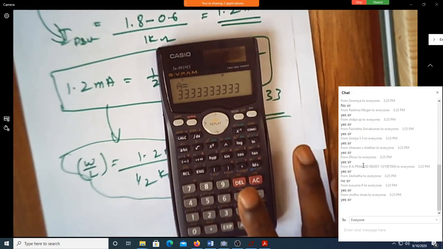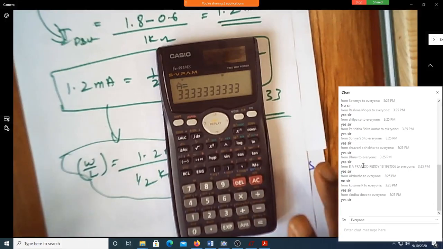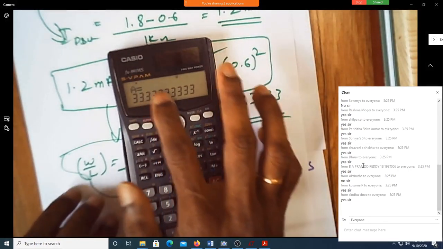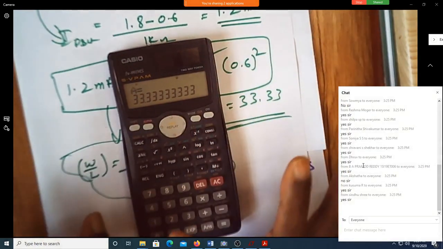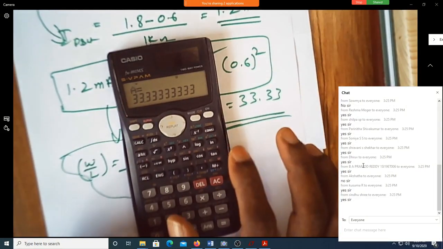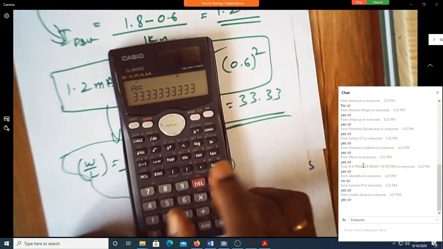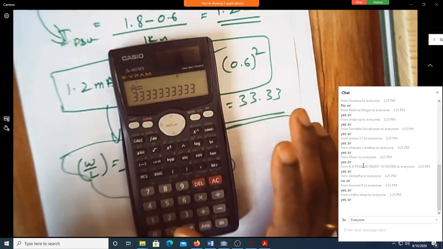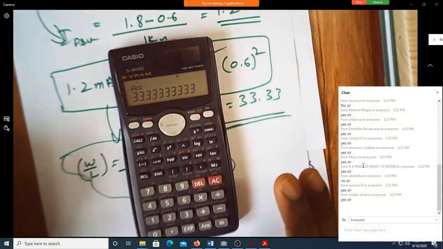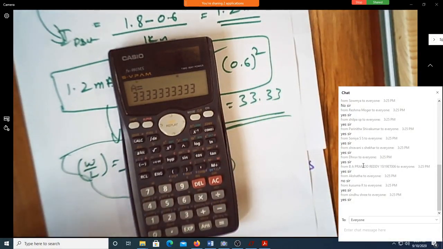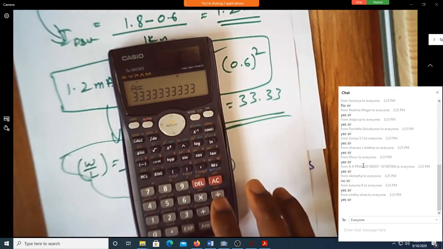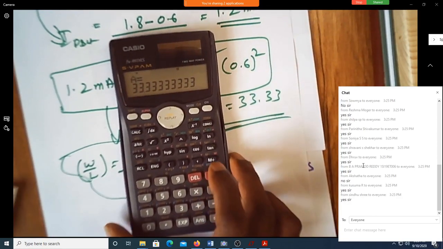Sorry for those students who are using another type of calculator. I only know how to operate this Casio of this series. For those who have a different type, a silver colored one, I don't know the make or the part number of that one. So at least those who have this type of Casio, are you getting it?